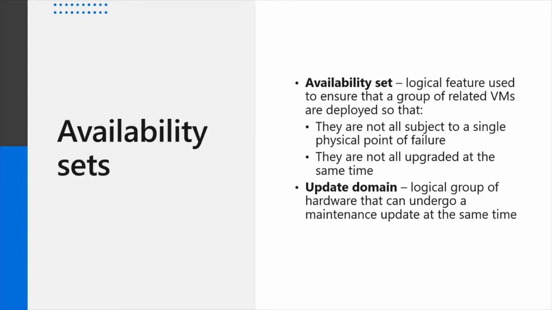In the same way, you have update domains. As you create availability sets, you can create update domains as well. In these update domains, one domain will be updated, and it is a logical group of hardware that can undergo a maintenance update at the same time. So another update domain will not be updated. Let's say you have three update domains. Only one of them will be updated at a time.